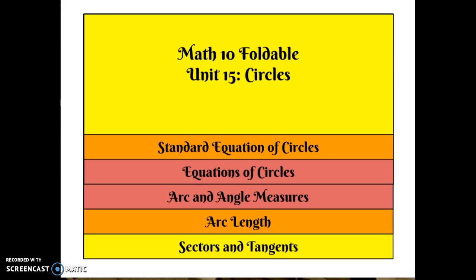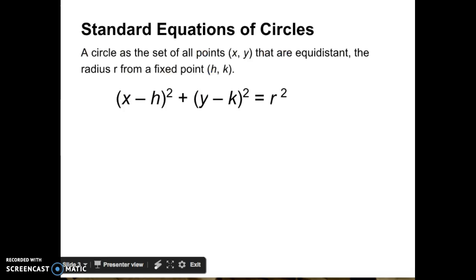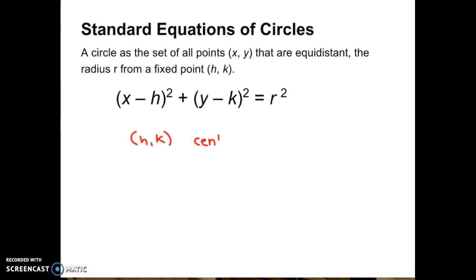We're going to start with standard equation of circles. Okay, we're going to have a couple slides here. Okay, not a lot of work, but a couple slides. So this is the standard equation of a circle, and just so you know, a circle is a set of all points that are equidistant, which means the same distance, from a fixed point on the circle, which they call HK, and we call that the center. Okay, so up here, HK represents the center, so I'm going to go and write that down. So HK is the center of the circle, and we know R is the radius.